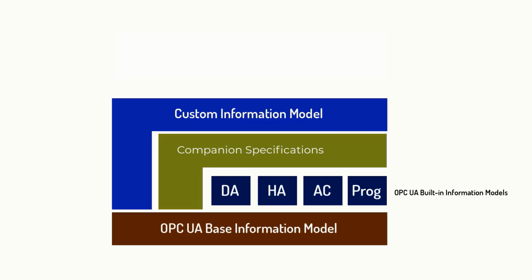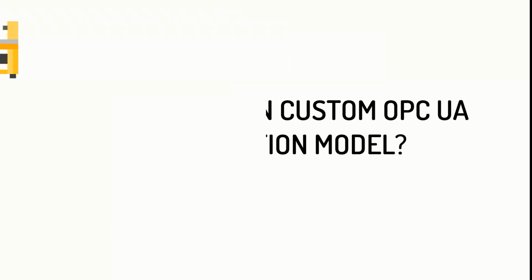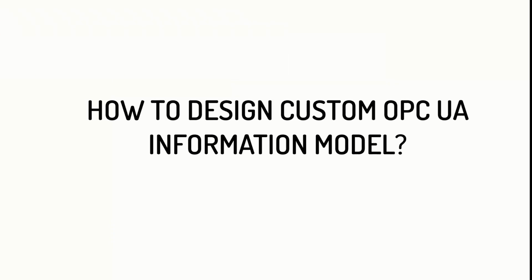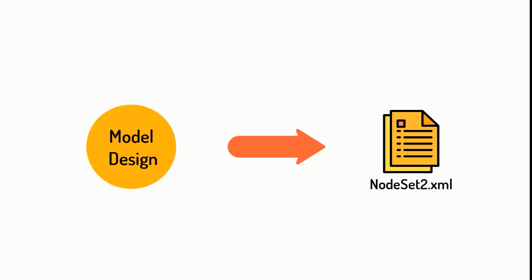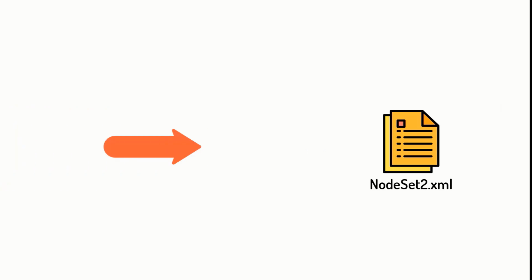So in the previous video, I introduced you to the OPC UA Base Information Model and companion specifications, with the Base Information Model being a group of node classes that serve as a foundation for you to describe complex systems, for example, an industrial machine. Now, how do you go about designing a custom OPC UA information model for a complex system? The process involves a few steps with the goal to produce what is called a Node.set2.xml file.